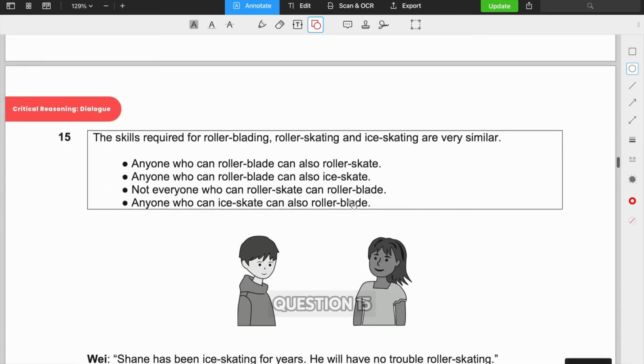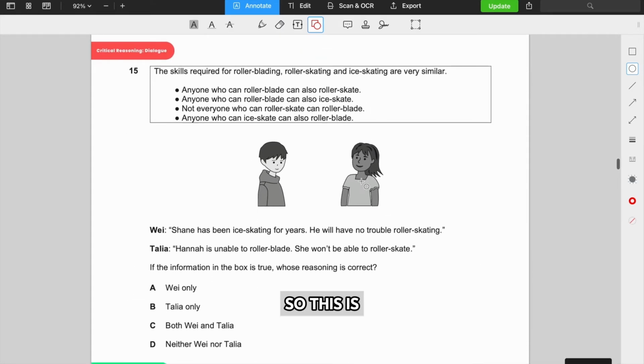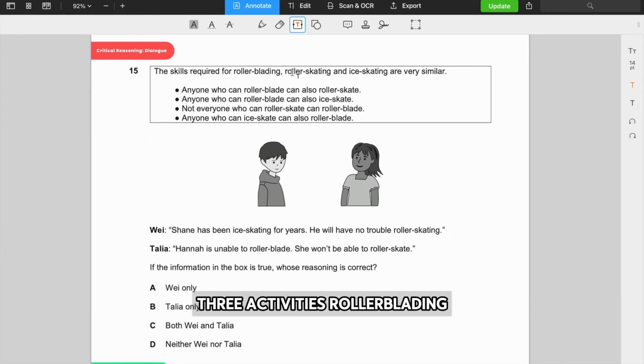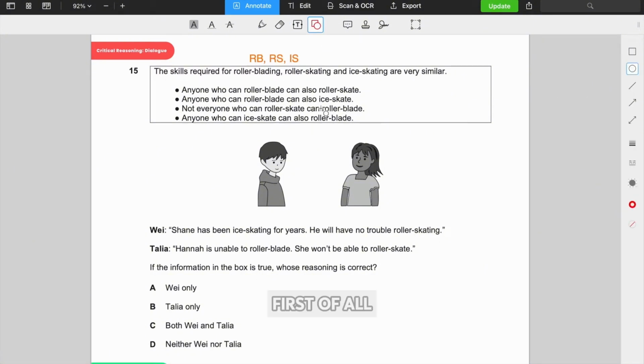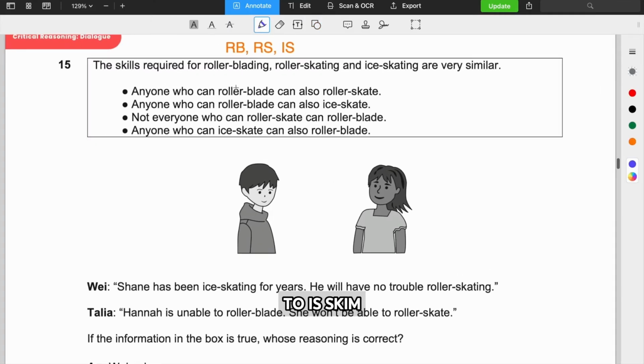All right, question 15. So this is a question which I think you can draw a Venn diagram for. So we have 3 activities: rollerblading, roller skating, ice skating. So I'm just going to use the abbreviations of RB for rollerblading, RS for roller skating, and IS for ice skating.